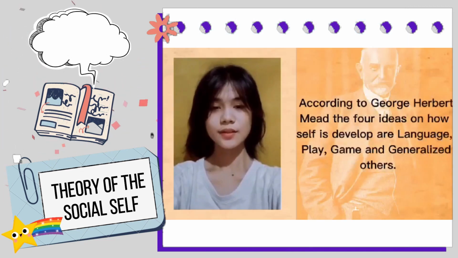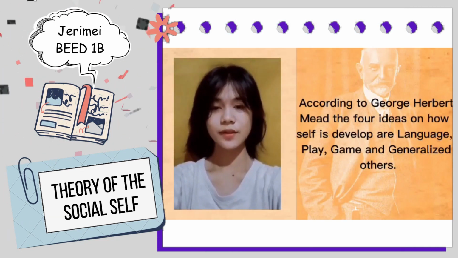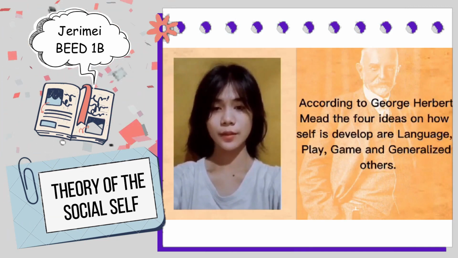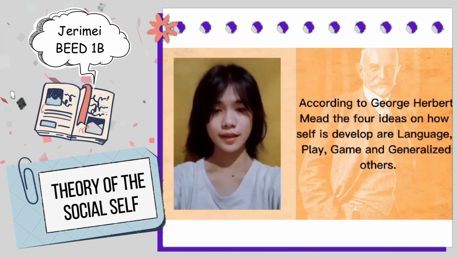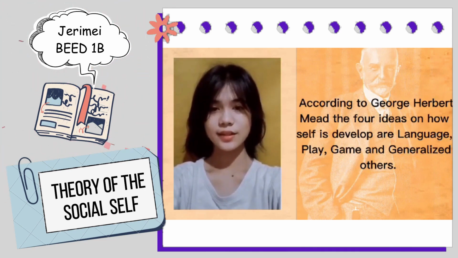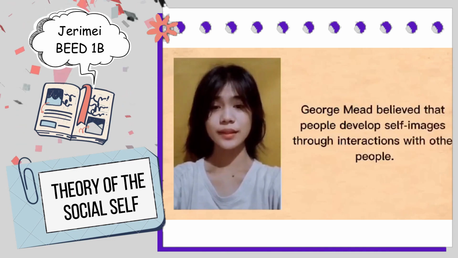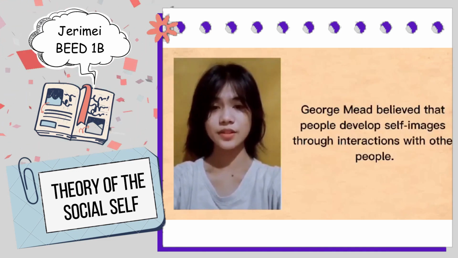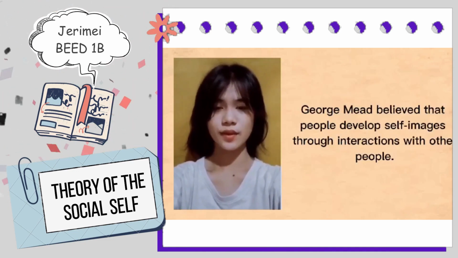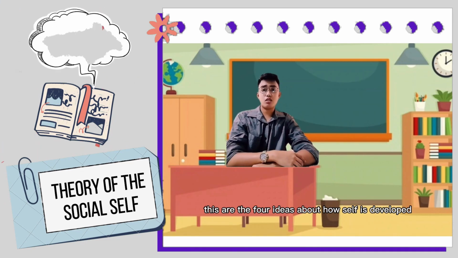According to George Herbert Mead, the four ideas on how self is developed are language, play, games, and generalized others. George Mead believed that people develop self-images through interactions with other people. These are the four ideas about how self is developed.